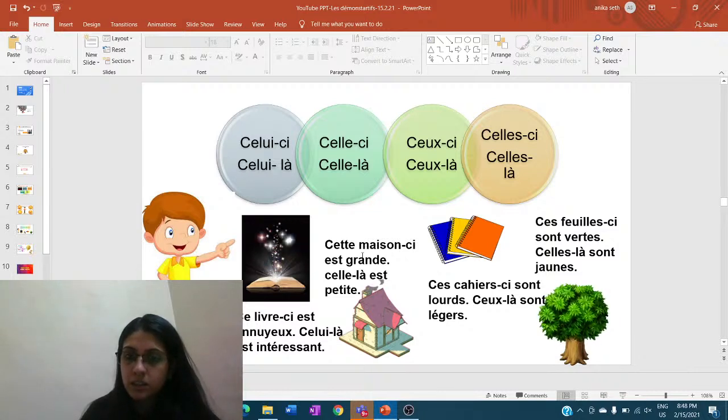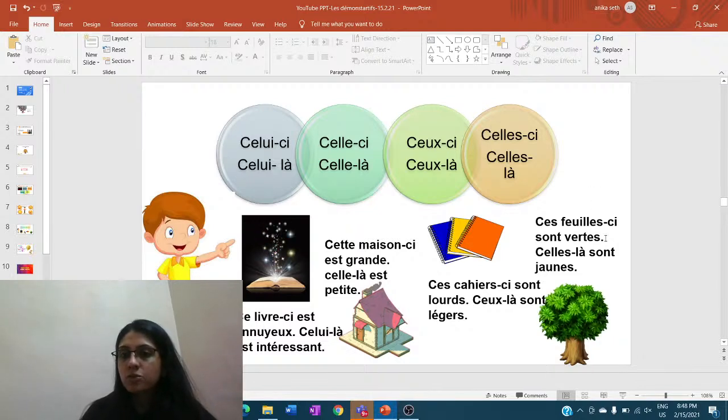Then ces cahiers-ci sont lourds. Ceux-là sont légers. These notebooks here are heavy. The ones there are light. Ceux-là sont légers. These notebooks here, ces cahiers-ci sont lourds. Ceux-là sont légers. Now why C-E-U-X? Because cahier is a masculine plural noun. So it will be C-E-U-X, ce along with là. Ceux-là sont légers.